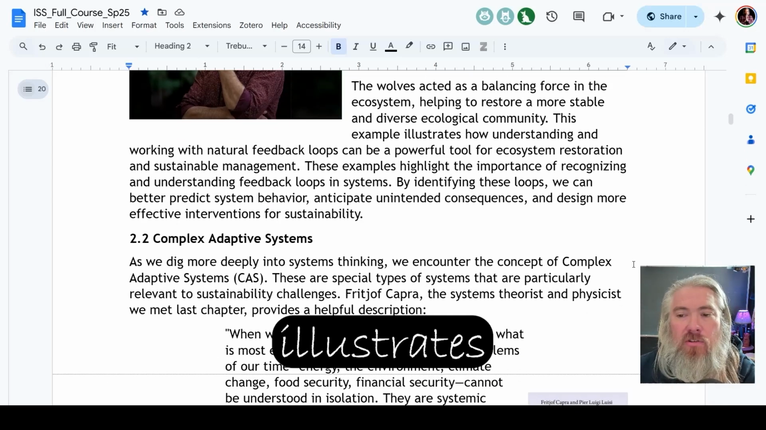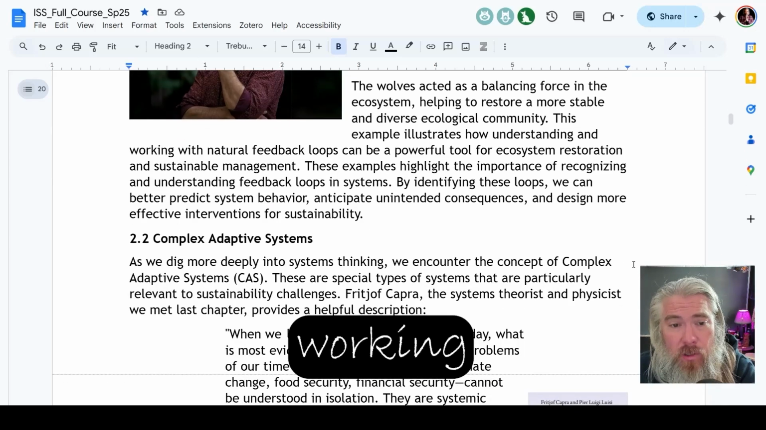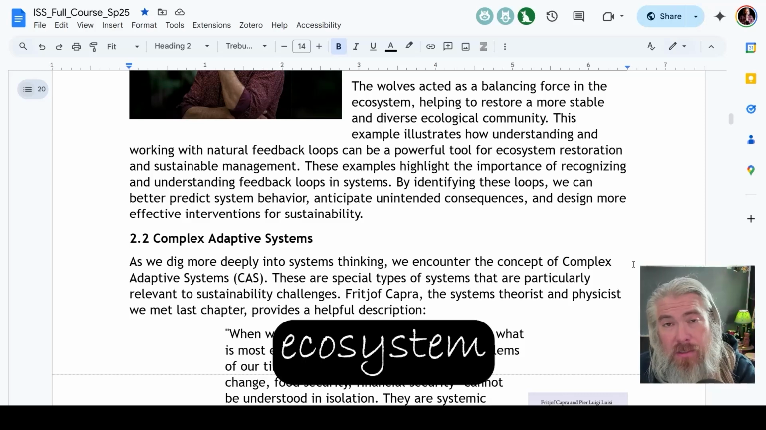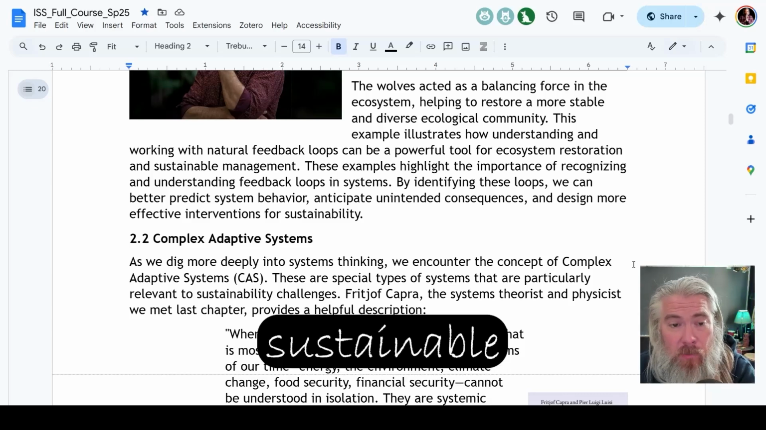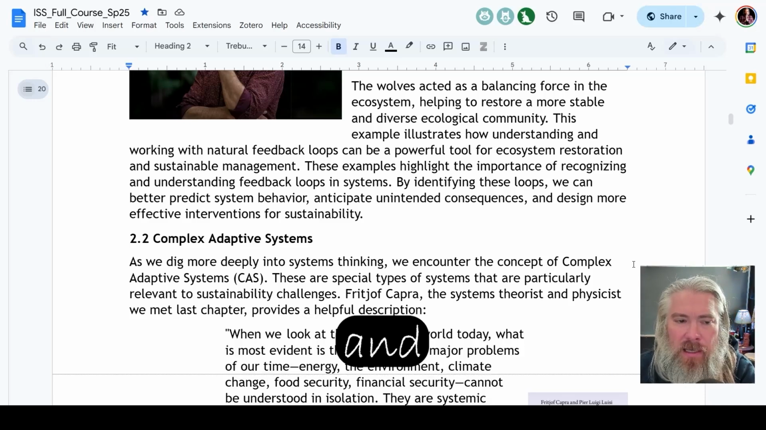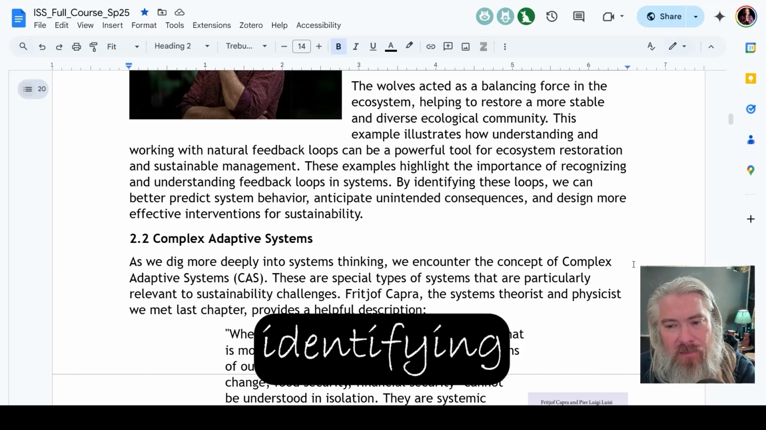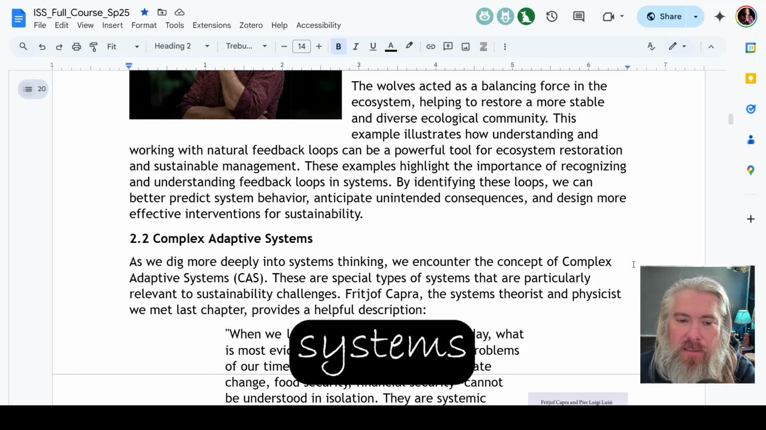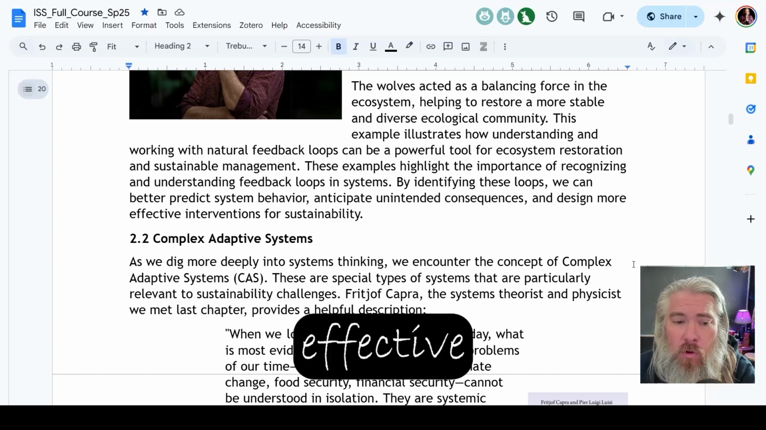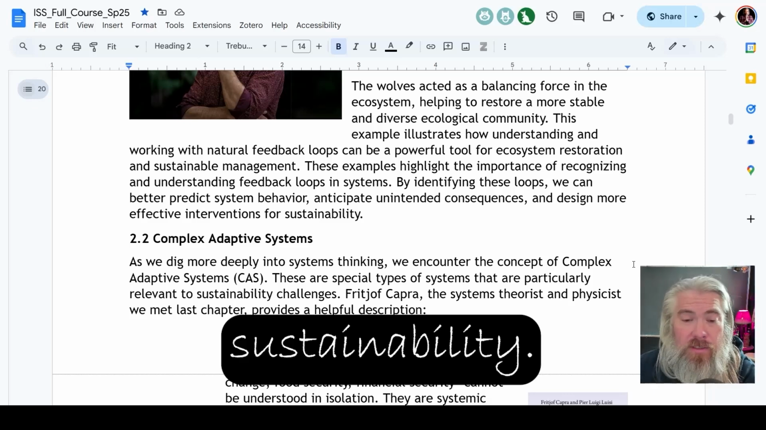This example illustrates how understanding and working with natural feedback loops can be a powerful tool for ecosystem restoration and sustainable management. These examples highlight the importance of recognizing and understanding feedback loops in systems. By identifying these loops, we can better predict systems' behavior, anticipate unintended consequences, and design more effective interventions for sustainability.